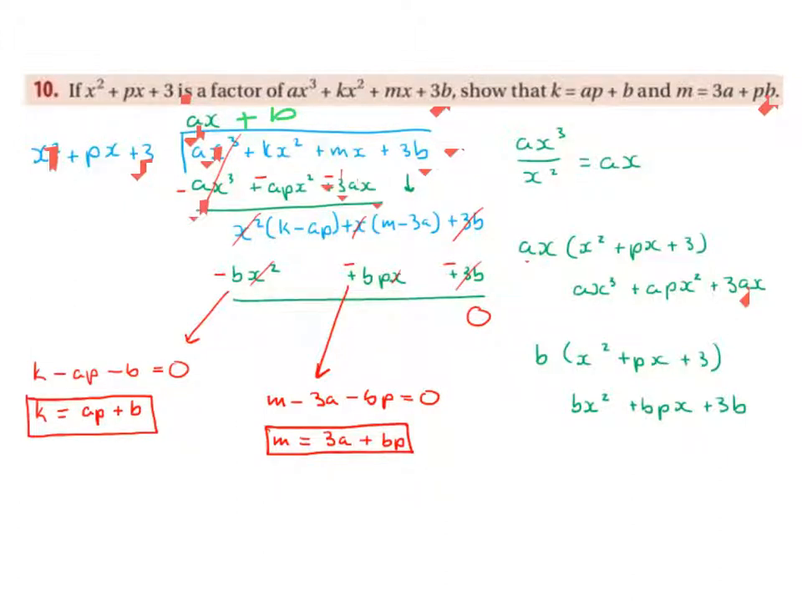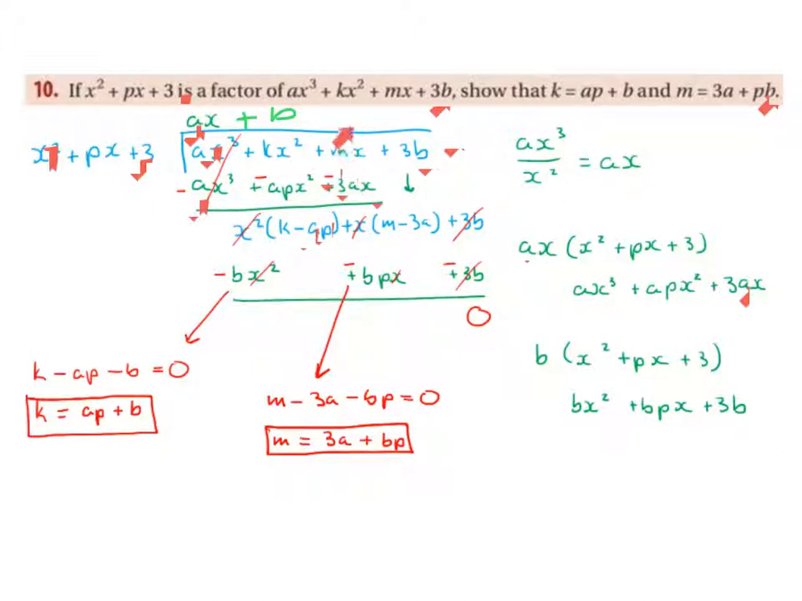Then we factorize. Kx squared minus apx squared becomes x squared times k minus ap. We take the x squared as the highest common factor. So x squared into kx squared gives us k, and x squared into minus apx squared gives us minus ap.